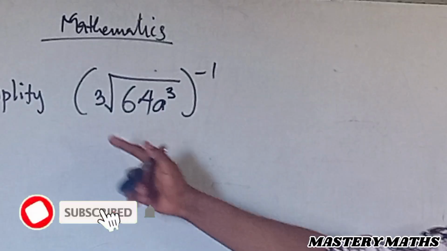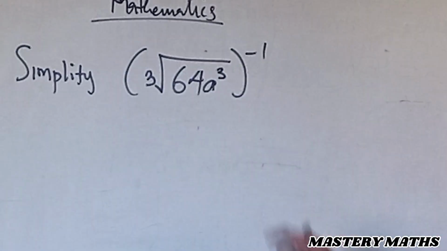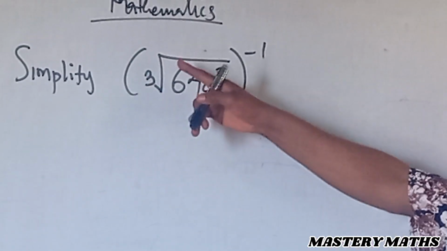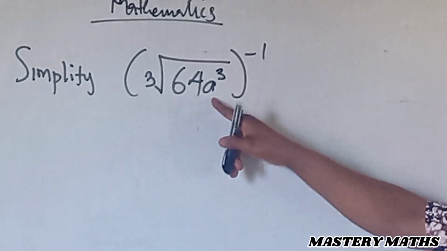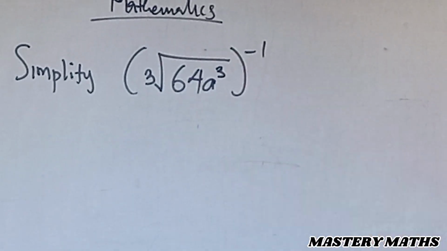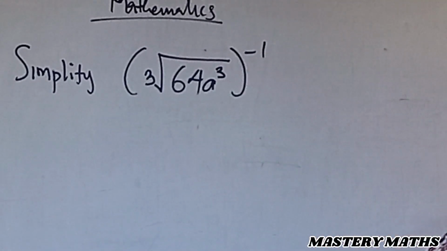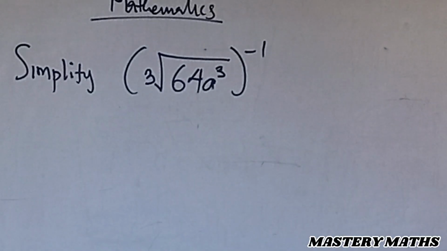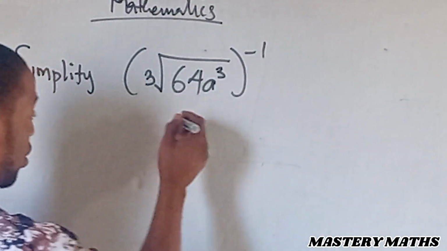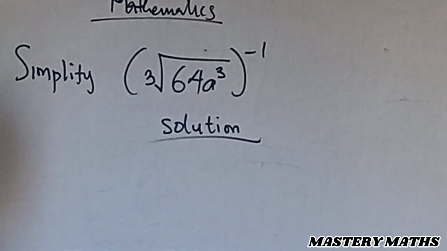On the board, you have a JAM 2001 question. We should simplify this: the cube root of 64a cubed, all in a bracket raised to the power of minus 1. When you come across this, you don't need to waste your time. It's very simple. You trash it without wasting much time. Now let's solve this on the board, without wasting much time.